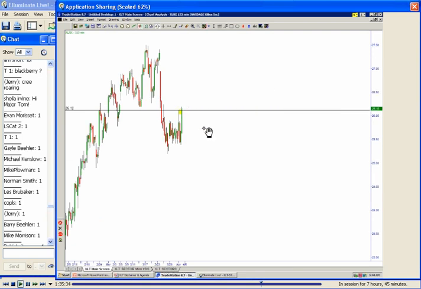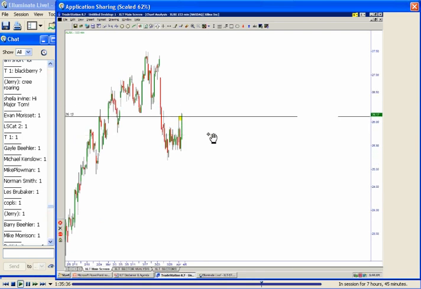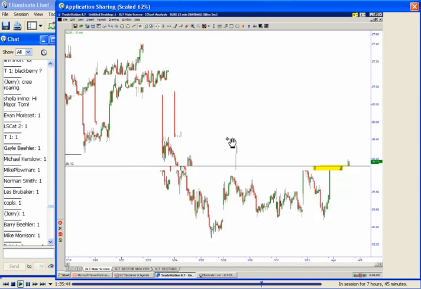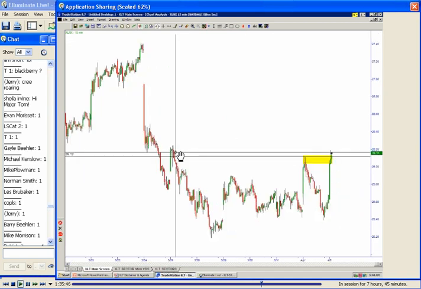Let's go to the 15, anything there? Nothing on the 15 either. Xilinx could really run today. It's got room to run. That's the 3 minute chart, there's our 15. There we go, that's a better picture.